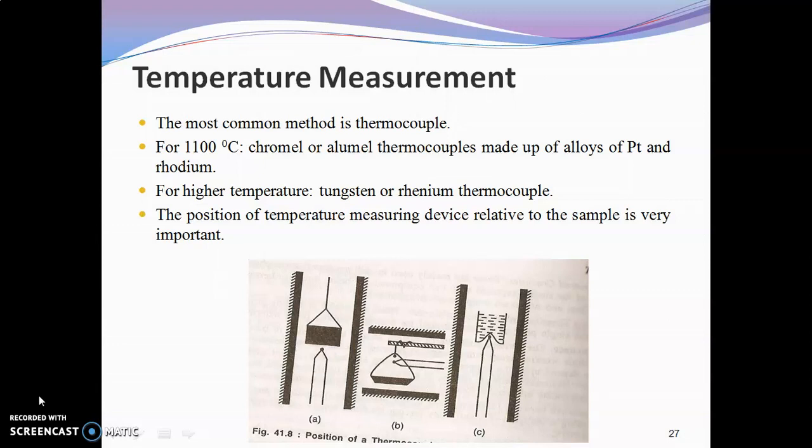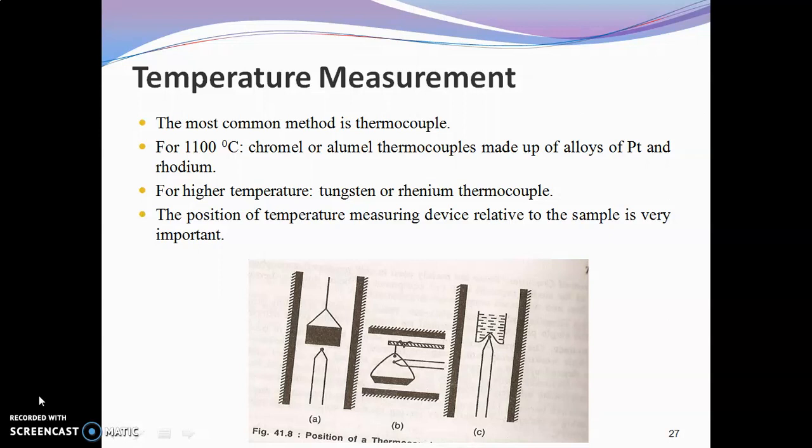Then temperature measurement. It is the most common method. Generally the most common is the thermocouple. The thermocouple is used to measure the temperature of the sample. For 1100 degrees Celsius, a chromel or alumel thermocouple, or one made up of an alloy of platinum or rhodium, is used. For higher temperatures, a tungsten and rhenium thermocouple is used.